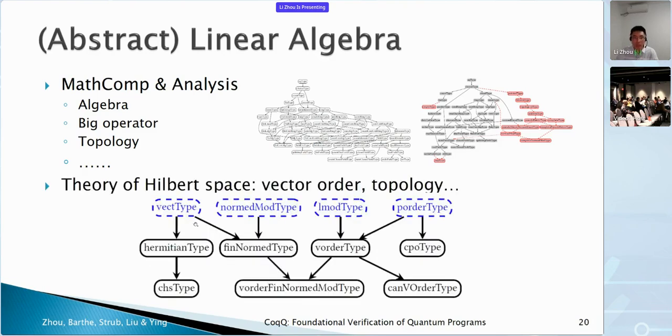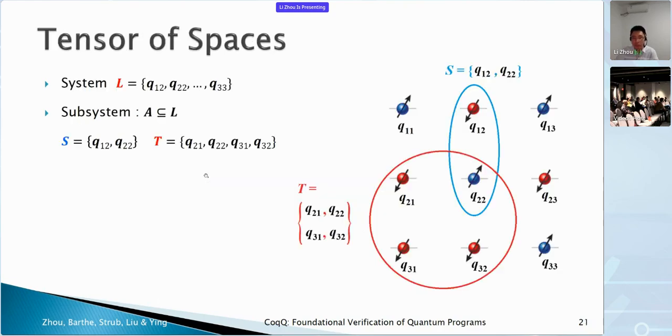We enrich the MathComp hierarchy with new types and theories, including Hilbert space, complete partial order, vector order, and topology of finite dimensional linear space over complex number. The tensor product of linear space is fundamental to quantum mechanics since it describes the composite quantum system.